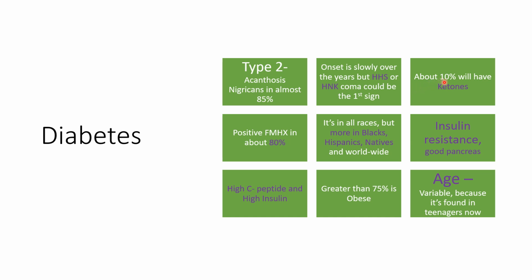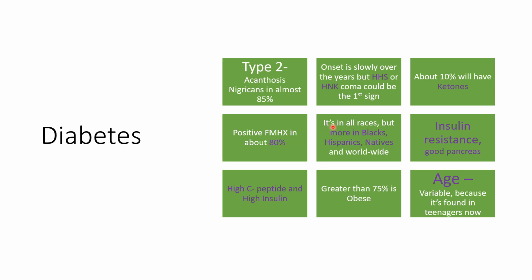About 10% of patients with type 2 diabetes will actually have ketones. Wow, this is to my friends in medical school. Some will believe that type 1 is associated with ketones, type 2, no ketones. That's wrong. It's only that the percentage will be low. About 10% can still have ketones in type 2 diabetes mellitus. The family history is pretty strong here. Remember I said under type 1 that family history is in about 10%. Here it is in about 80%. So family history is very important here.